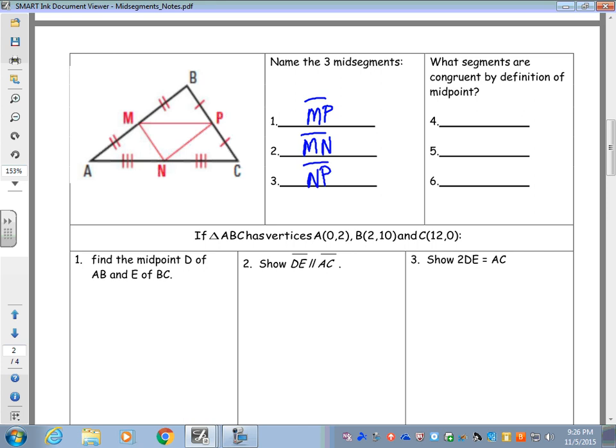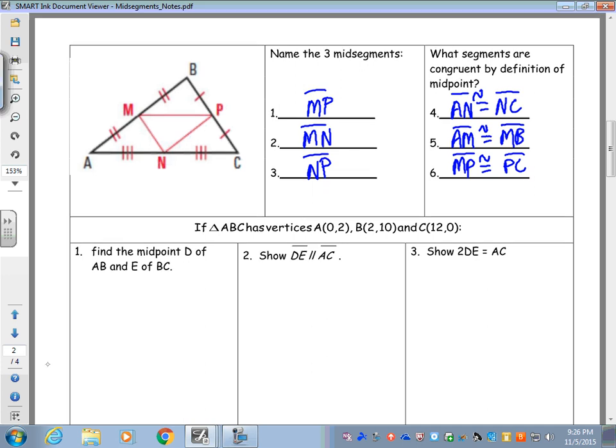Okay, so what segments are congruent by definition of midpoint? Well, we're just trying to find the parts that are being bisected by the midpoint, and then just find our 2 congruent parts. So we can say AN would be congruent to NC. I can see they have the same tick marks. I could also name AM is congruent to MB, and MP is congruent to PC.